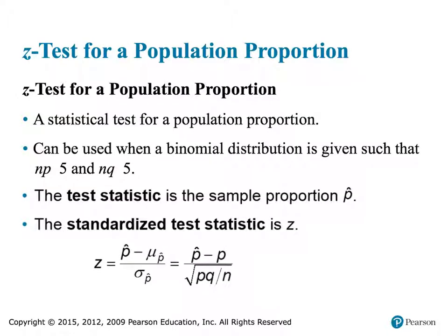In a z-test for a population proportion, we're basically trying to determine if we have evidence that is in favor of or opposing a claim that's made about a population proportion. Now, in order for a z-test for a population proportion to be a valid one, we need to be sure that n is large. And n is large when n times p is at least 5 and n times q is at least 5. And remember from our confidence intervals, q is just 1 minus p. So it's the complement of p.